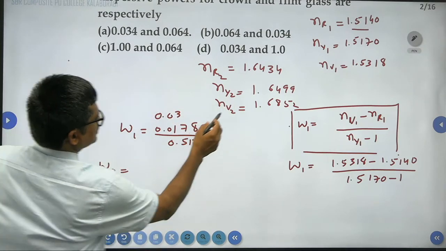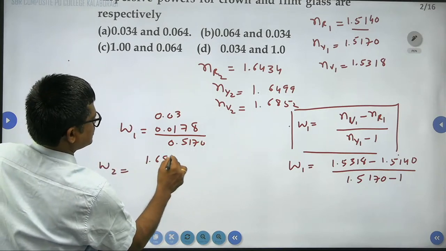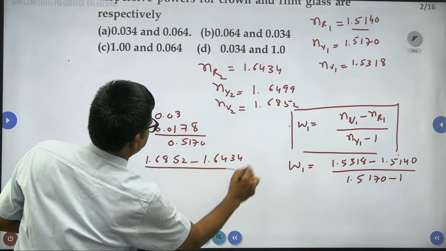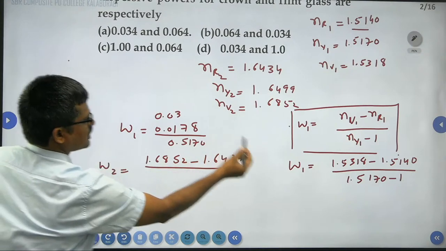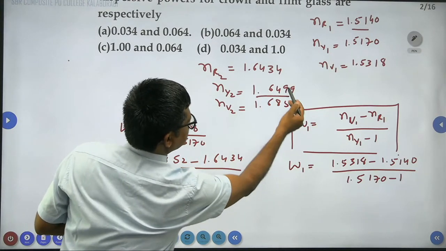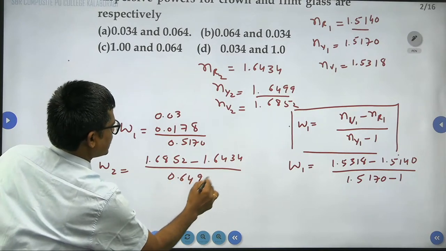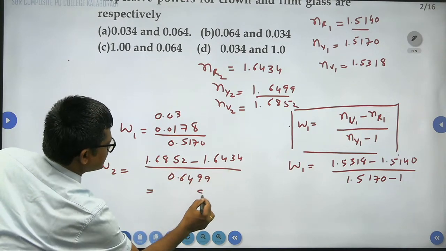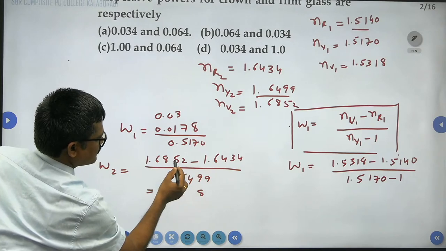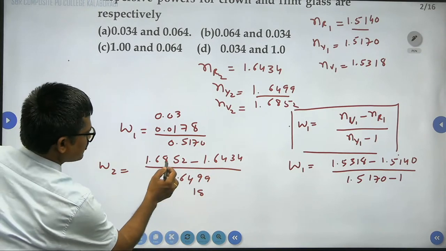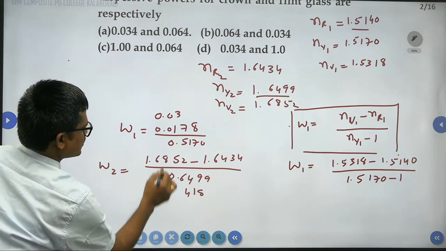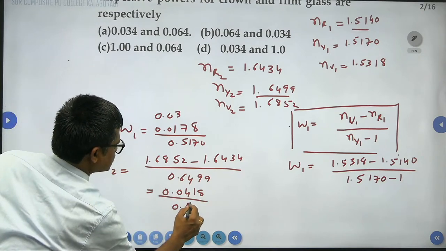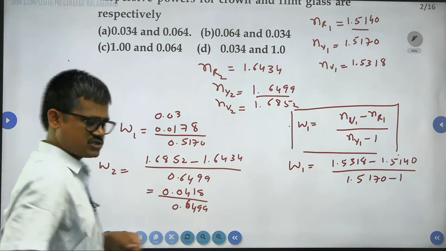For omega 2, it will be nV2 minus nR2, which is 1.6852 minus 1.6434, divided by the mean refractive index minus 1. Can I write this directly? This formula I'm using. This minus 1 will be 0.6499. So what will the answer be here? 12 minus 4 will be 8. You have taken 1 from here, 4 minus 3 will be 1. Then 8 minus 4 will be 4. 6 minus 6 is 0. So in the denominator you are getting 0.6499.